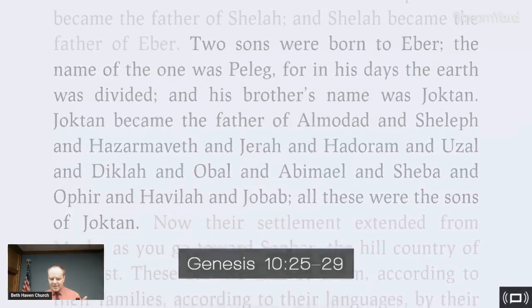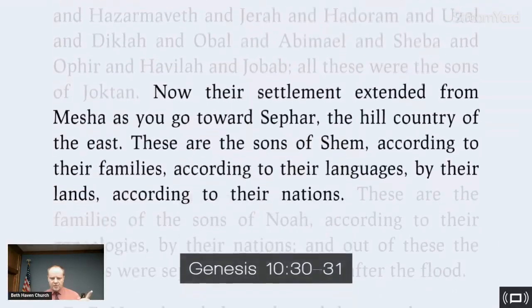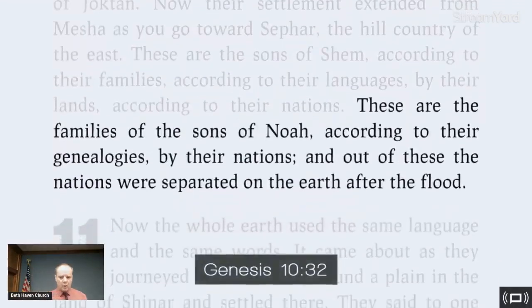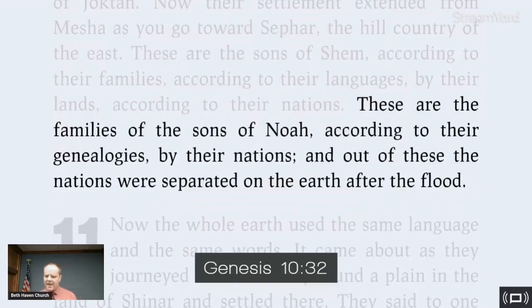Now, their settlement extended from Mesha, as you go toward Sephar, the hill country of the east. These are the sons of Shem, according to their families, according to their languages, by their lands, according to their nations. These are the families of the sons of Noah, according to their genealogies, by their nations. Out of these nations were separated on the earth after the flood.